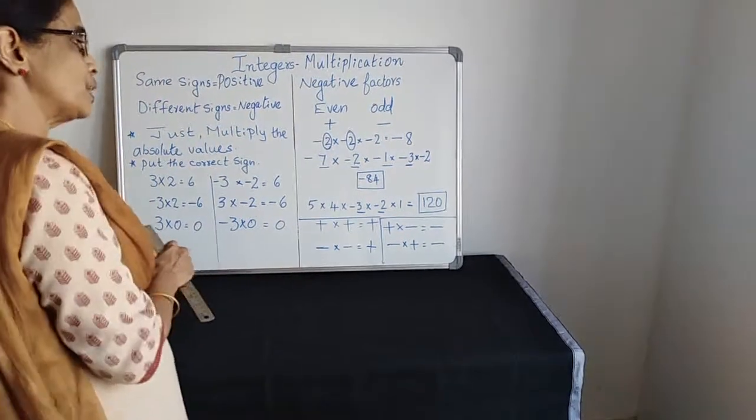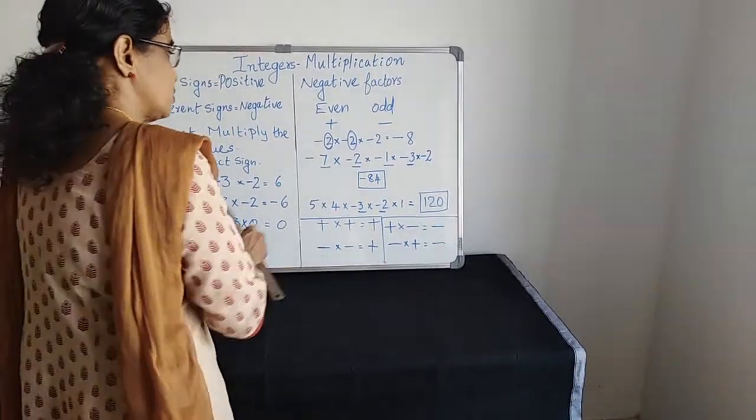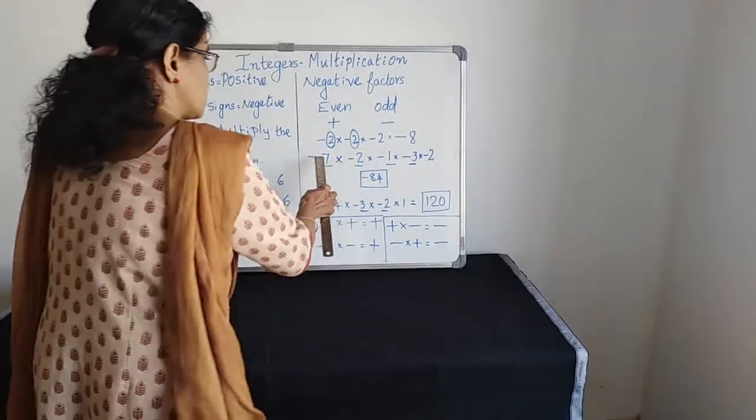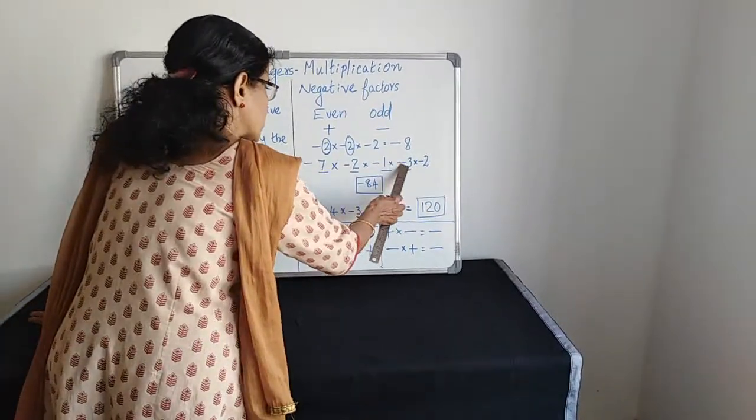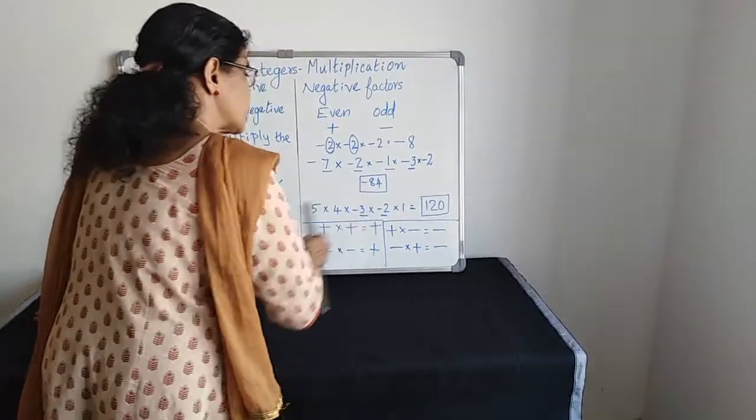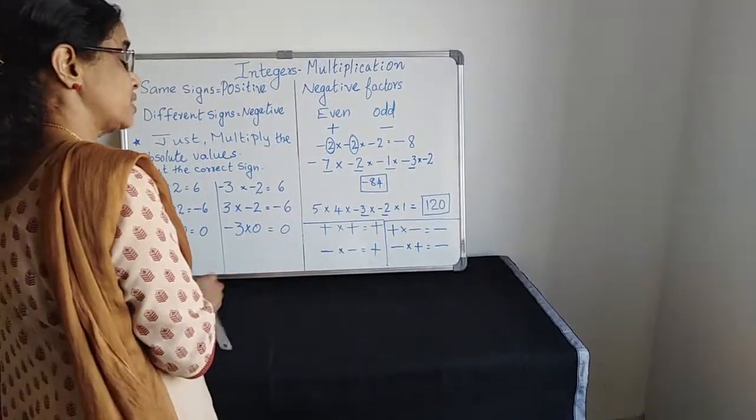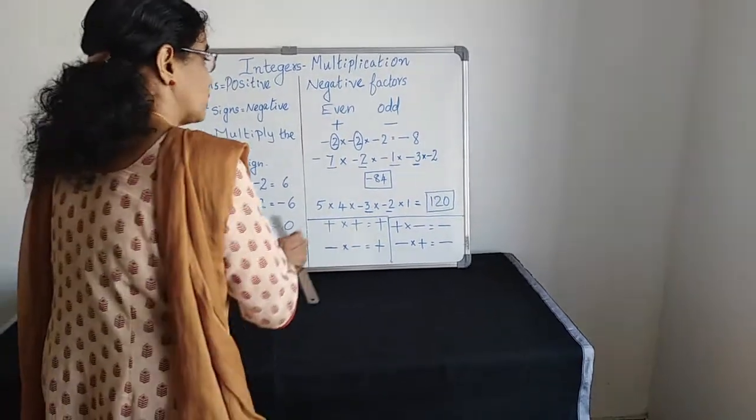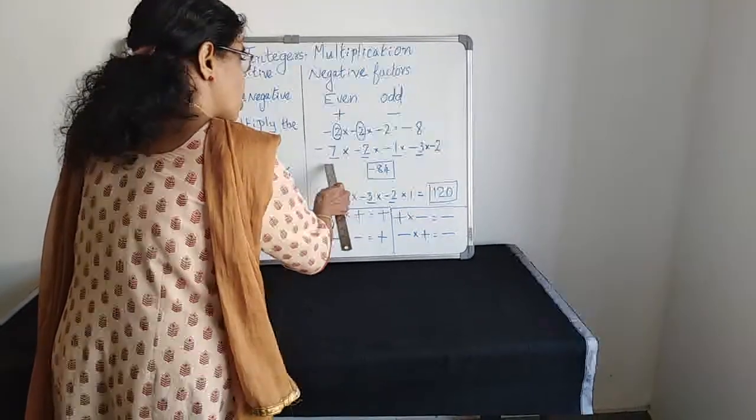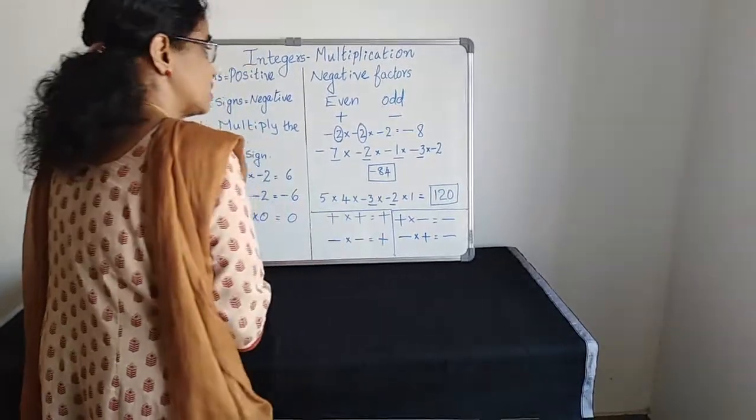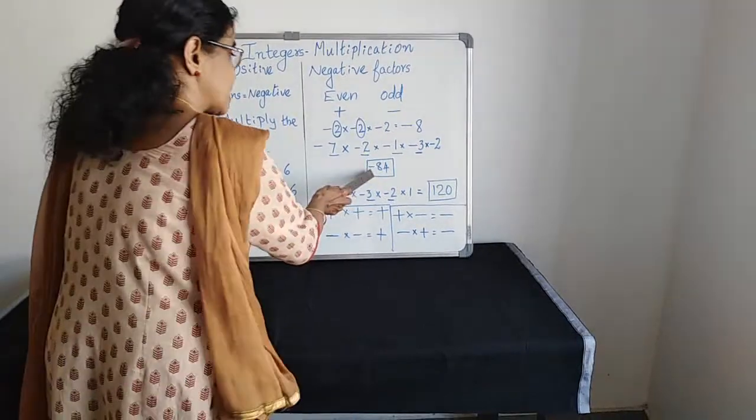In the beginning, you have to multiply the absolute values without considering the sign. 7 into 2 into 1 into 3 into 2. The answer is 84. Just write 84. Then we are going to decide the sign. One method is to count how many negative numbers. If it is an odd number, put the negative sign.